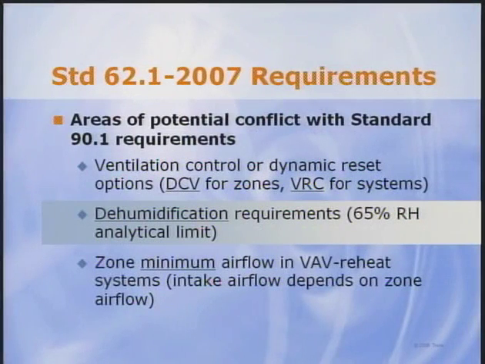High relative humidity indoors can lead to microbial growth on surfaces, so limiting it reduces the potential for IAQ problems associated with mold, bacteria, and general dampness. Standard 62 includes relative humidity requirements. The key requirement is an analytical limit on zone relative humidity whenever the system is dehumidifying.